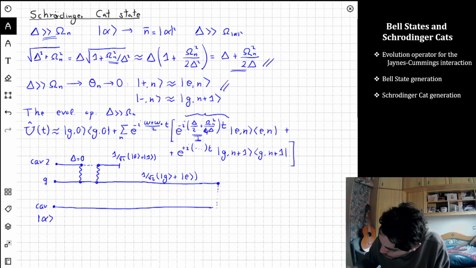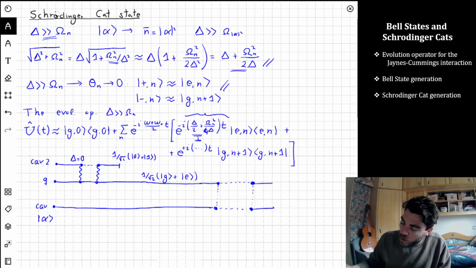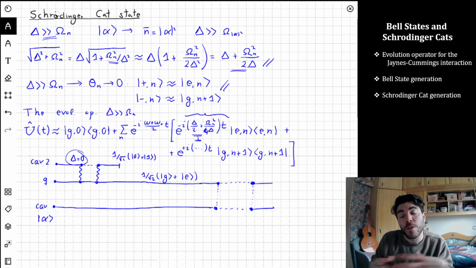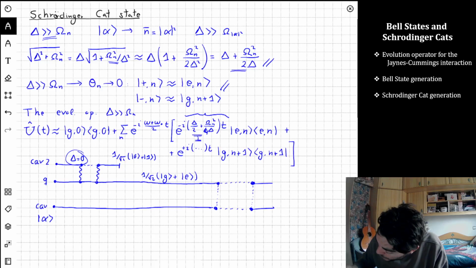Alright, and now what we are going to do is make this cavity interact, let's visually write the interaction like this. So why do I write the interaction differently? Because this interaction is in resonance, so they are swapping energy between the two. And in this interaction, I'm assuming that this cavity has a frequency such that this is true.